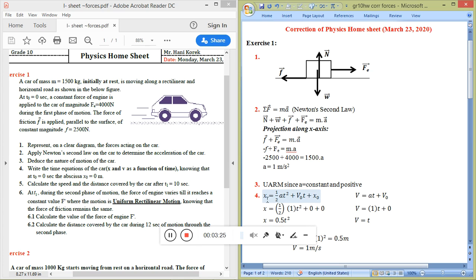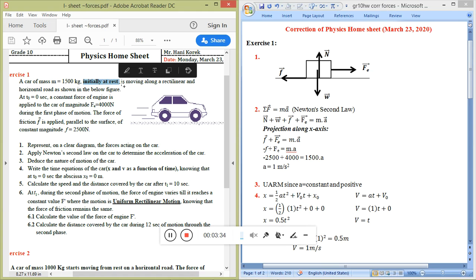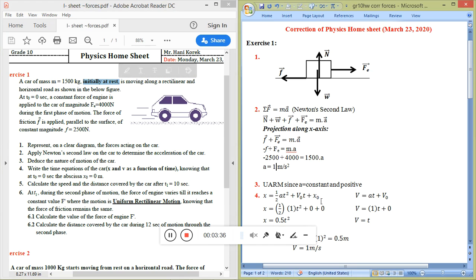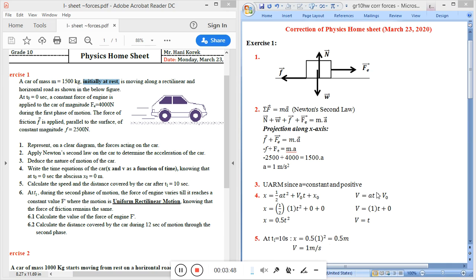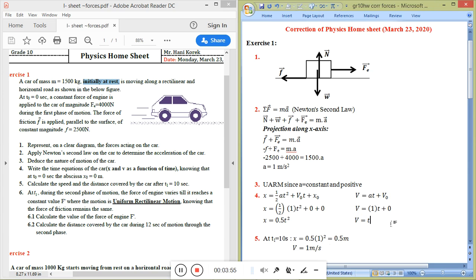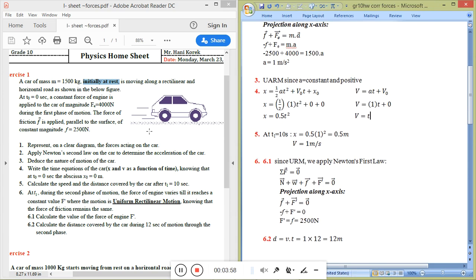Since it's URM, x equals half a t squared plus v0 t plus x0. Substituting the acceleration as 1 and initial velocity as 0 since it starts from rest, and x0 equals 0 is given, we get the time equation of position, which is x equals 0.5 t squared. While for the v of t equation, v equals at plus v0, acceleration is 1 and v0 equals 0 since it starts from rest, so v equals 1 times t, so v equals t.